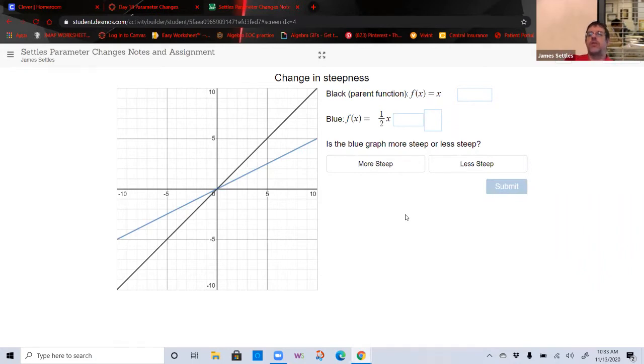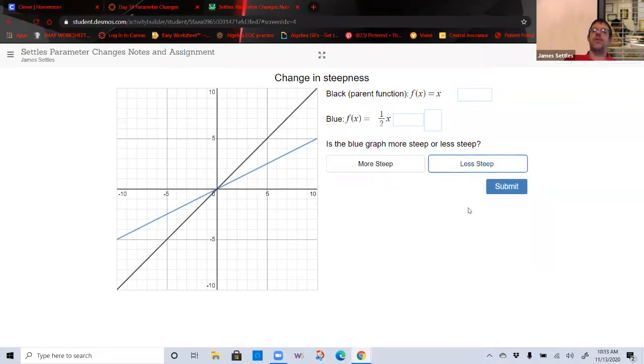Or you could look at the actual equation. So we see the blue equation has a 1/2 x. Is 1/2 more than 1? Okay, if it's more than 1, then you're going to click more steep. If it's less than 1, you're going to click less steep. So you should have chosen less steep.